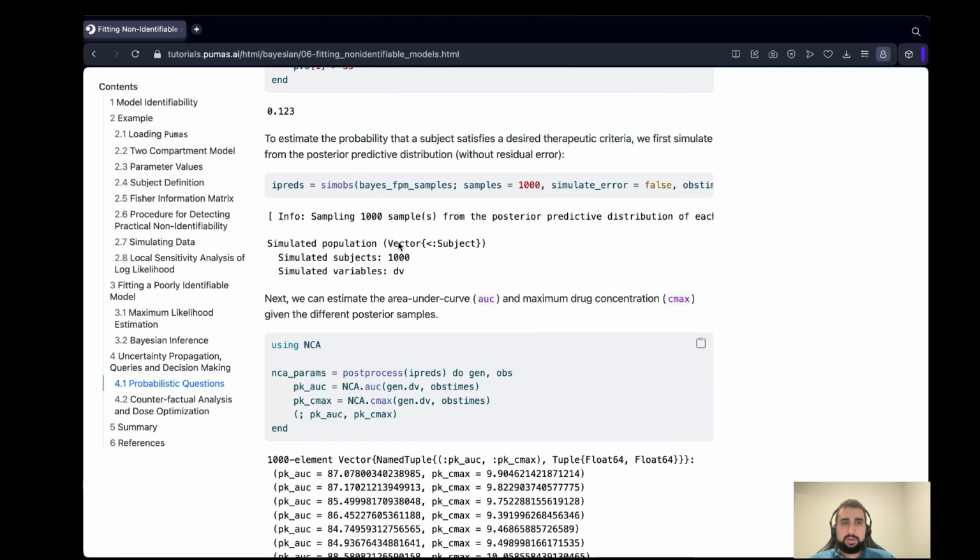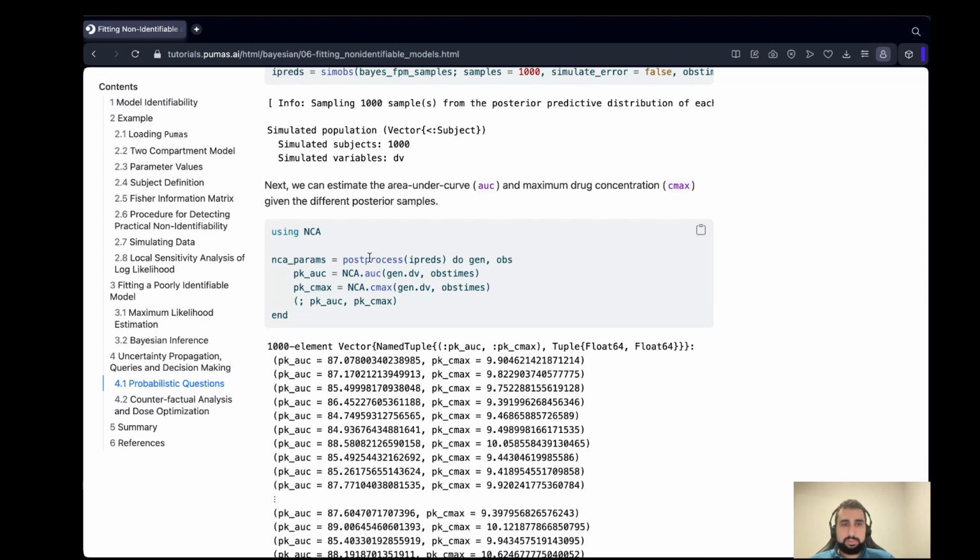Now, next, I can use something called the post-process function on the output of simobs. So this is a general function in Pumas that you can use on the output of simobs, even in regular non-Bayesian workflows. And the idea is to be able to define or evaluate some function of your simulation. And so the syntax for this, let's try to break it down a bit.